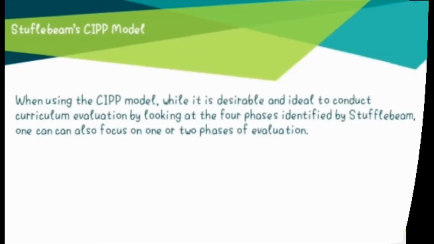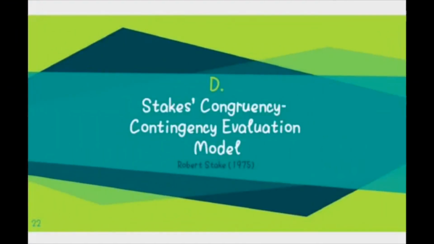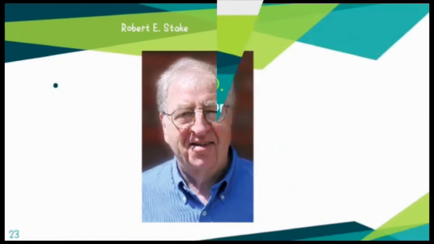Next is Stake's Congruency-Contingency Evaluation Model. In 1975, a professor emeritus of education at the University of Illinois, Robert E. Stake, claimed that curriculum evaluation is not complete unless his 3 categories of data are made available.